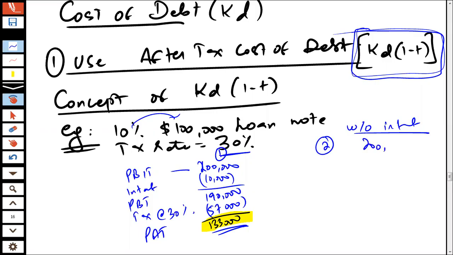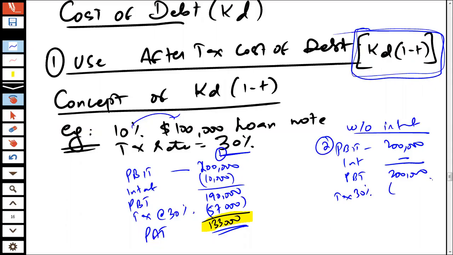Now assume that the profit before interest and tax is again 200,000, and the company does not have any loans. That means the company hasn't paid any interest. The profit before tax turns out to be 200,000. Then there is a tax of 30%, and the tax of 30% is 60,000. As a result, the profit after tax turns out to be 140,000.